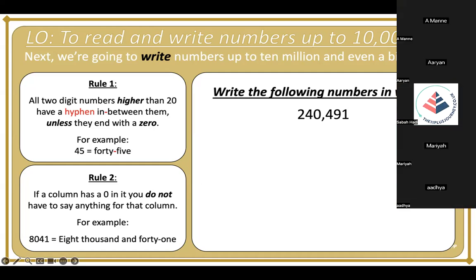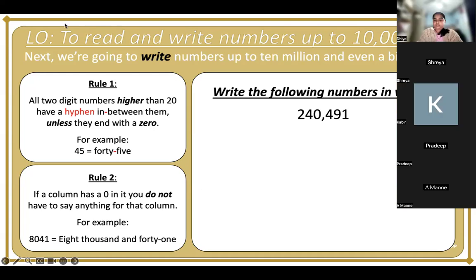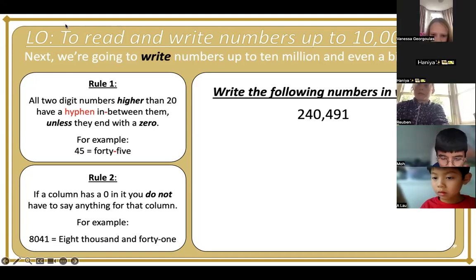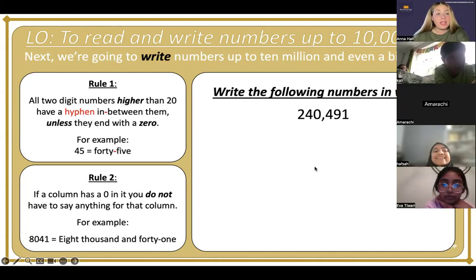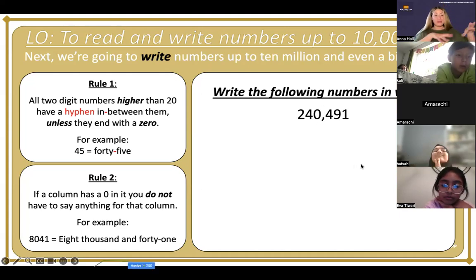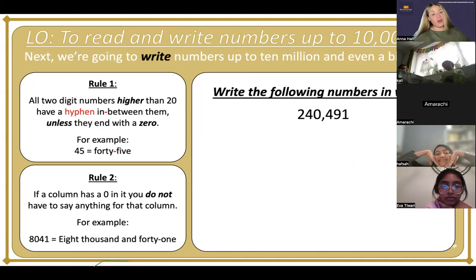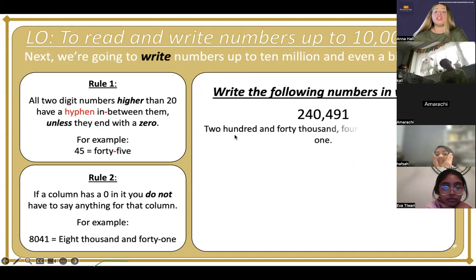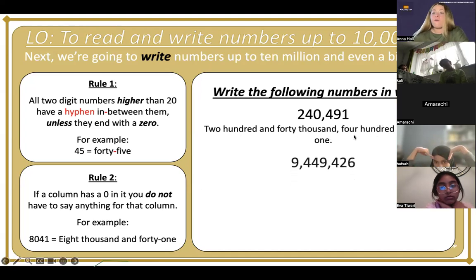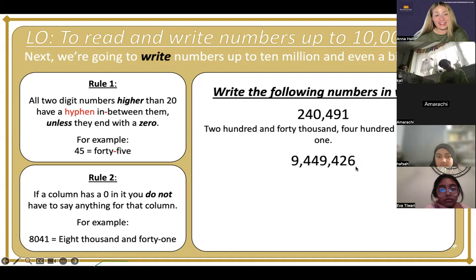Yeah, the one thing I'm seeing, okay, this is really good. You guys are great with your big numbers. The one thing I'm seeing is just some people are forgetting the 1,000. So we've got the 240 and the 491, but we've just forgotten the 1,000. So don't forget that really important word, okay? Brilliant. So 240,491. Well done to those of you, okay, who remembered your hyphen as well.